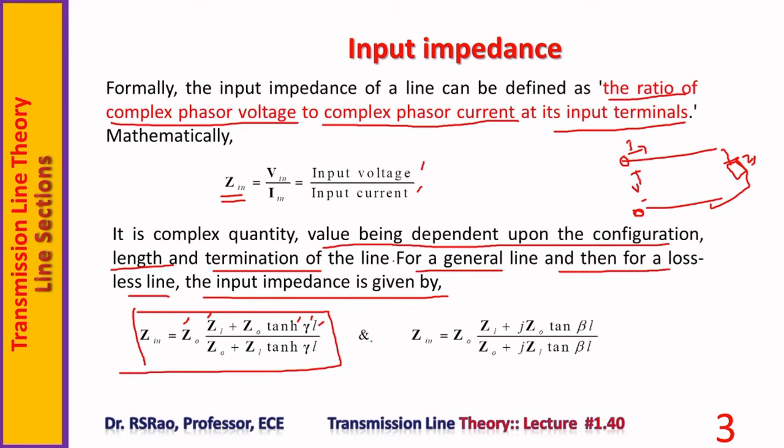When the line is lossless, this becomes somewhat simpler. Now Zin is Z0 times ZL plus j Z0 tan beta L, over Z0 plus j ZL tan beta L. Hyperbolic tan is now converted into ordinary tan function, and gamma is replaced by beta. Of course, for a lossless line, the attenuation constant alpha is 0. Gamma in general is alpha plus j beta. Alpha is the attenuation constant. In case of lossless lines, attenuation is 0. Therefore, gamma becomes j beta.